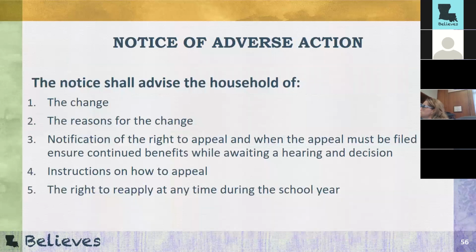When a notice of adverse action is issued, the notice shall advise the household of: 1, the change; 2, the reasons for the change; 3, notification of the right to appeal and when the appeal must be filed to ensure continued benefits while awaiting a hearing and decision; 4, instructions on how to appeal; and 5, the right to reapply at any time during the school year.